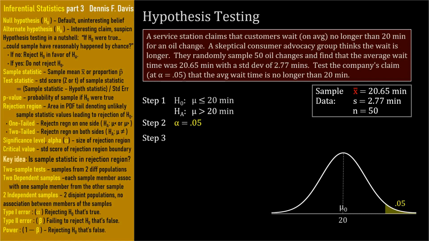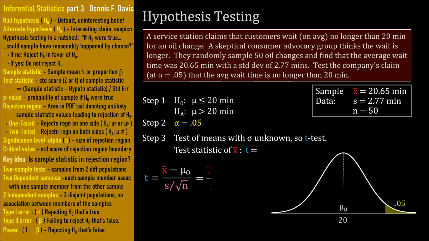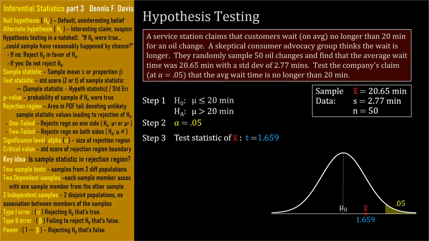For step 3, we're testing means and we're not given the population standard deviation sigma. So we'll use a t-statistic. The problem statement gives us the sample statistic and x bar equals 20.65 minutes. That's greater than mu0, so we'll plot it in the right half of the PDF. We don't know yet if it's in the rejection region.